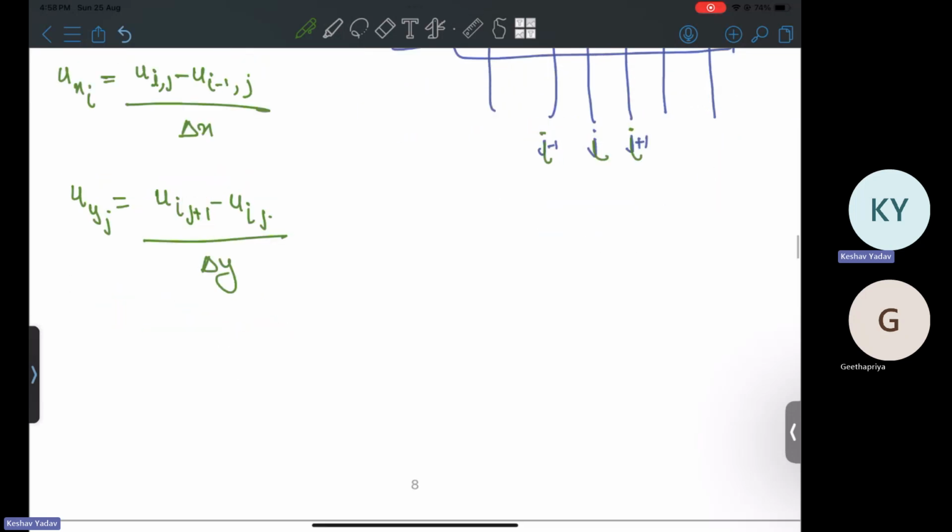Similarly, you can find u xx at some ith location, that will be equal to del 2 u upon del x square. Similarly, u y you can find. Okay, so just revise the things that have been covered by the instructor once more.